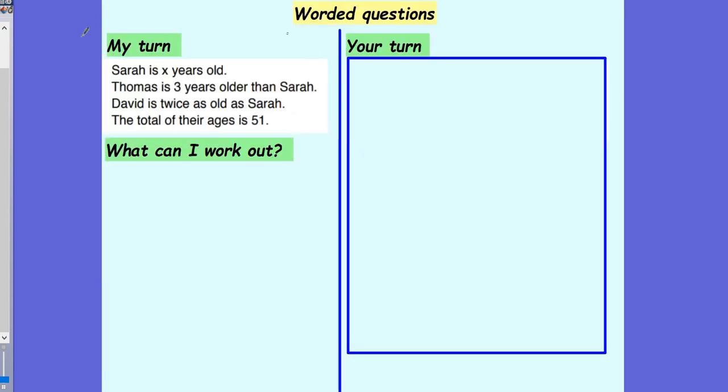Okay, Year 7, dark blue books for me. Title, worded questions, and then pens down, eyes on the board. I'll go through an example and then you've got a similar example to do. So first of all, I've been told that Sarah is x years old. Thomas is 3 years older than Sarah. David is twice as old as Sarah, and the total of their ages is 51. What can I work out?